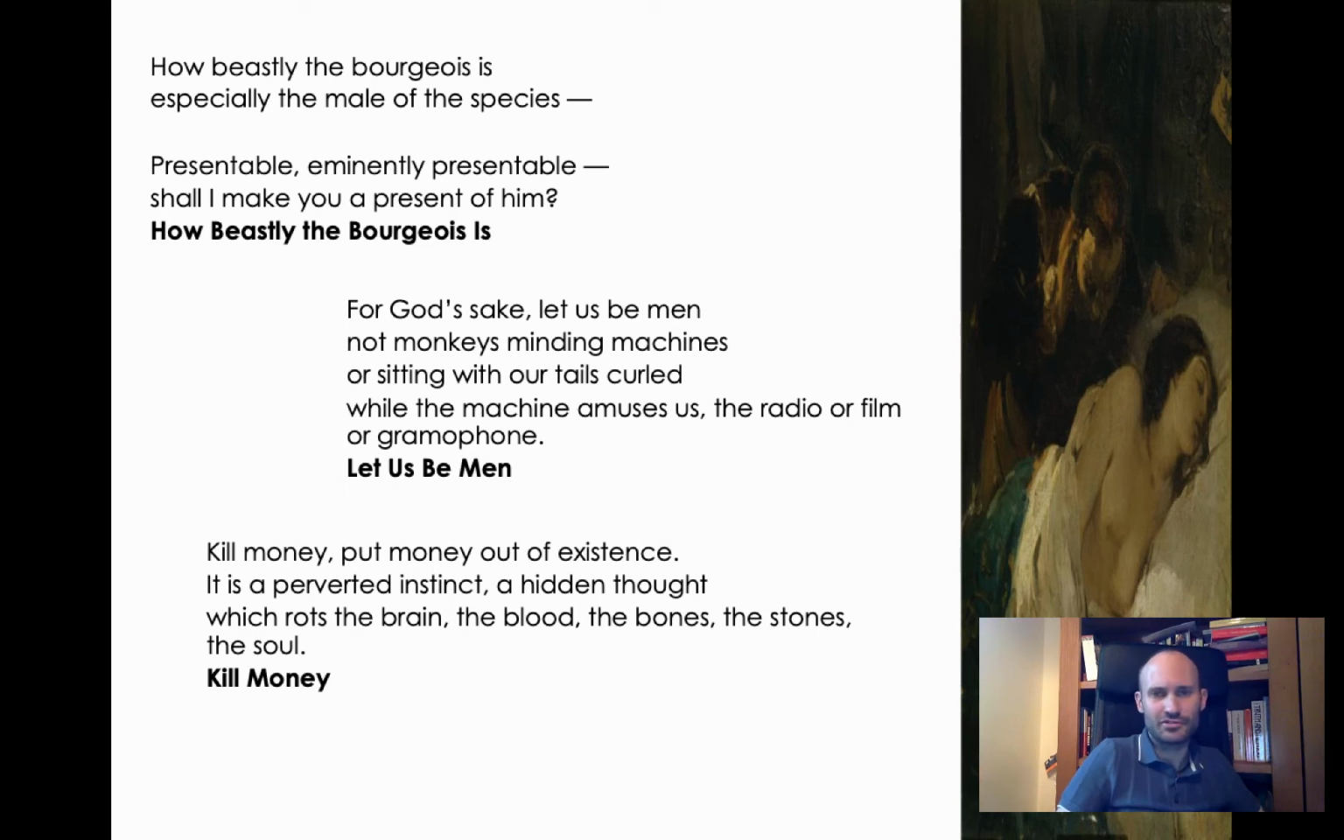And that's really what these poems are. Their quality as poetry is very, very uneven. I like D.H. Lawrence's poetry, but Pansies is pretty raw, pretty unhewn. But that's really the idea. But we get a sense of that disgust with bourgeois modernity coming through in poems like the ones we have in front of us. "How beastly the bourgeois is, especially the male of the species, presentable, eminently presentable.